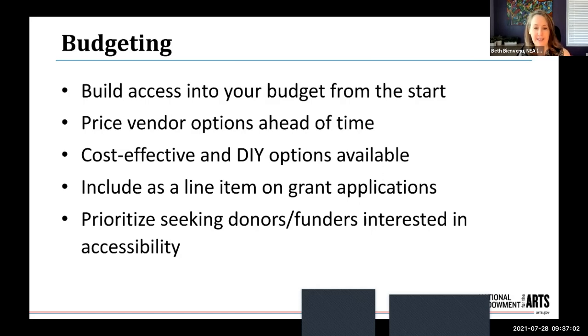There are also cost-effective and DIY options available. We know that there's auto captions available in many platforms, and they are improving. But keep in mind that people in the deaf community do prefer live captions because the accuracy can be better. Like I said, put it as a line item in your grant applications. I can't tell you how many times we look at our grant applications and sometimes we see it and sometimes we don't. You need to make sure that you include it so that it can be budgeted for. And prioritize seeking donors and funders that are interested in accessibility.